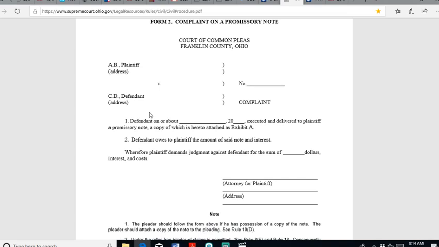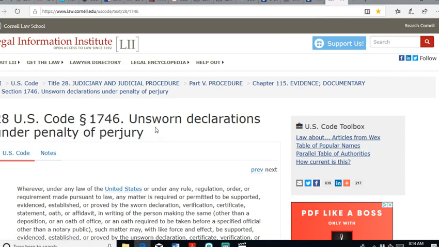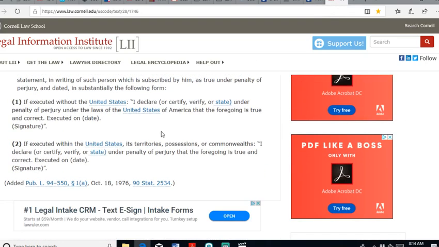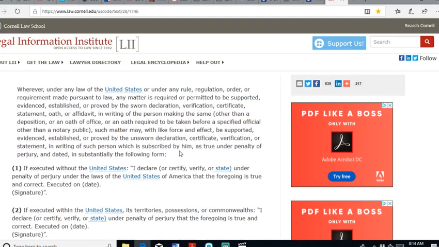So you type up your complaint. Then once you type up your complaint, a lot of people sometimes get it notarized. I don't get my complaints notarized. I don't do that. I use an unsworn declaration under the penalty of perjury, and I do it without the United States. I do this first one here. So if you see this, 28 U.S. Code Section 1746, this is what I use.